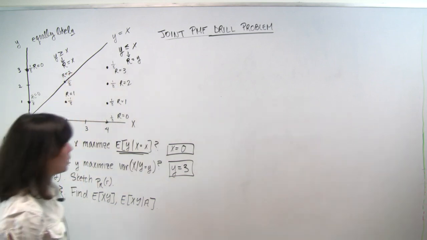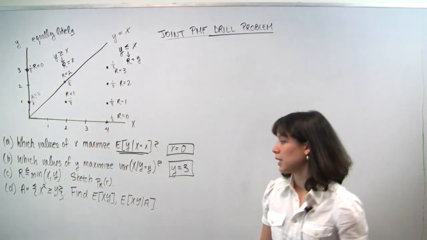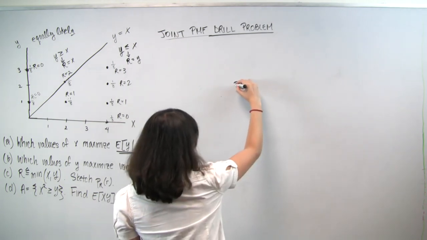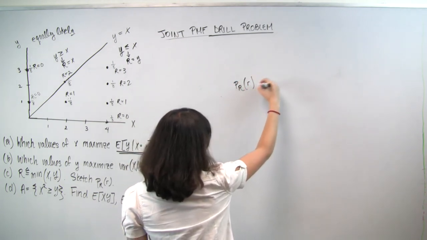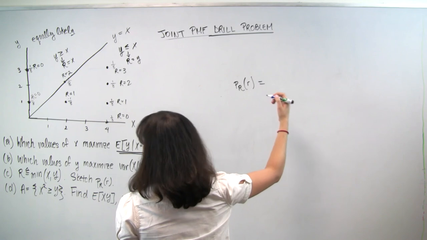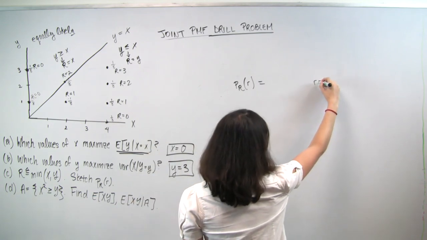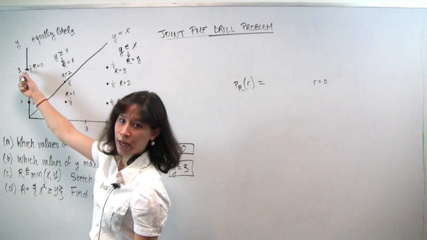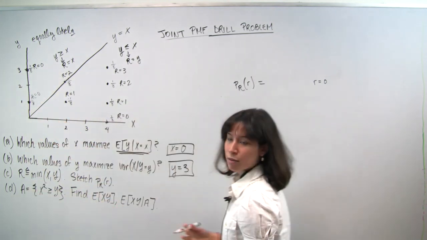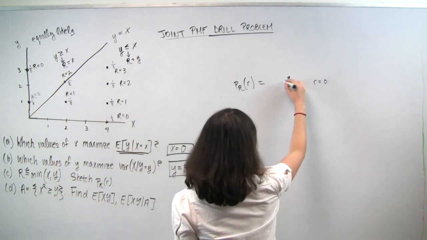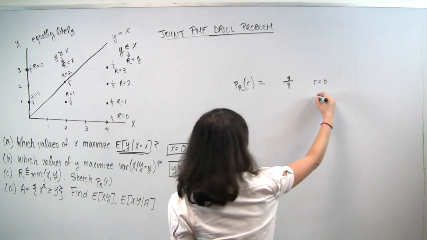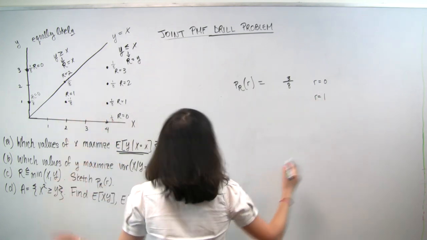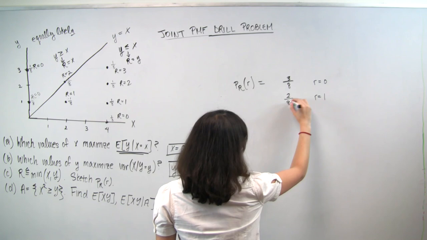So with this information, I claim we're now done. We can just write down what the PMF of r is. So in particular, r takes on a value of 0 when this point happens, or this point happens. And those collectively have a probability of 3 over 8 of occurring. r can take on a value of 1 when either of these 2 points happen. So that happens with probability 2 over 8.